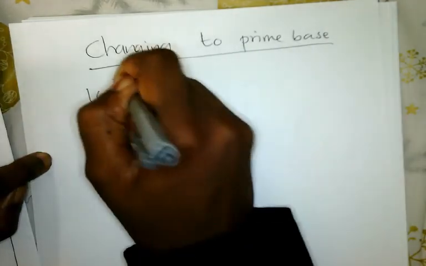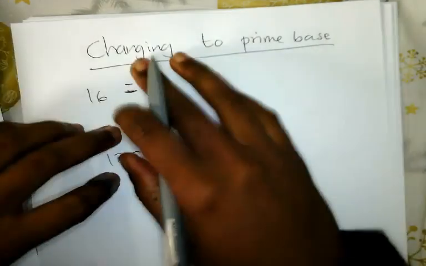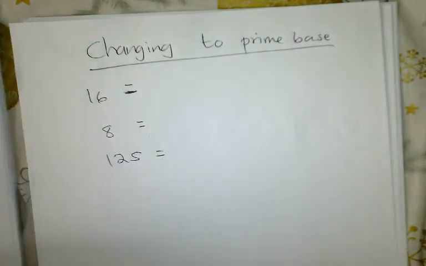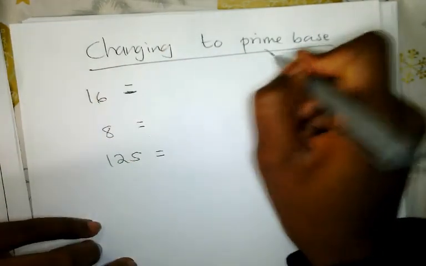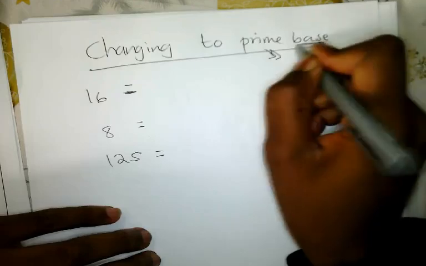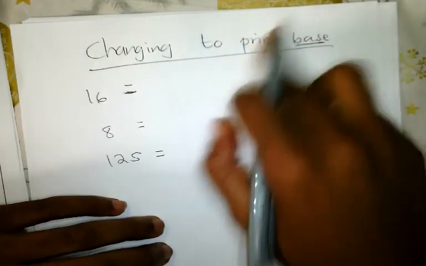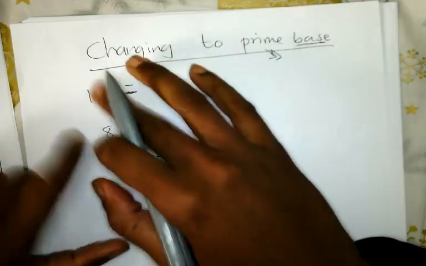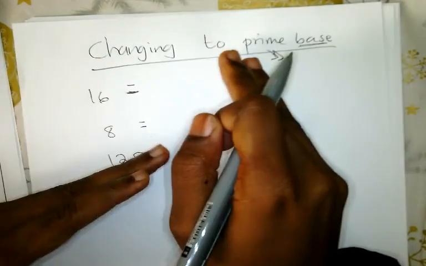In grade 8 and 9, it's a topic. You need to use the ladder method until you get the prime basis of this. So prime base meaning the base has to be a prime number. I mean, it explains itself. The base must be a prime number. So all these numbers are not prime numbers. So we need to change them to prime bases before we can use them.